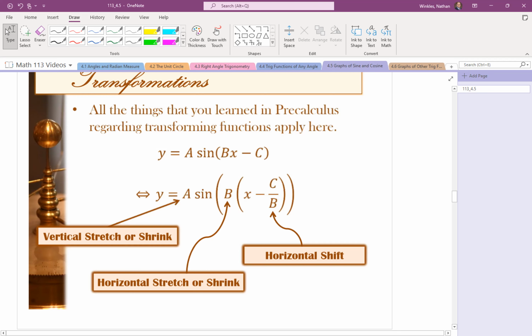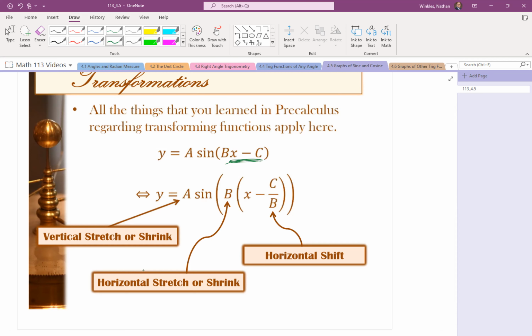So y equals a sine of bx minus c. Therefore, y equals a times sine. If we factor out a b from our bx minus c to make this b times x minus c over b, then we can see a lot more stuff from it. The a on the outside is our vertical stretch or shrink, also known as our amplitude.